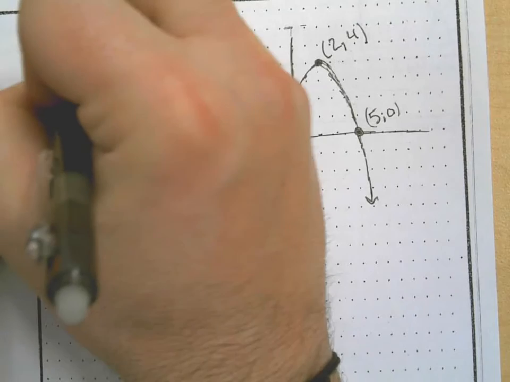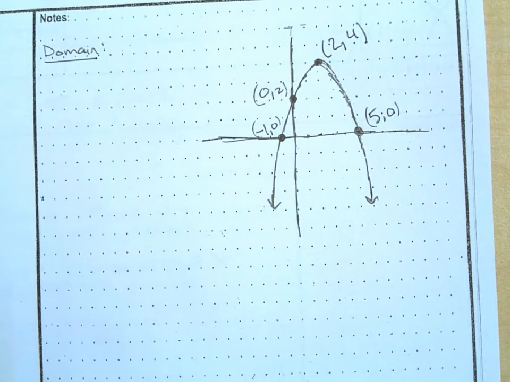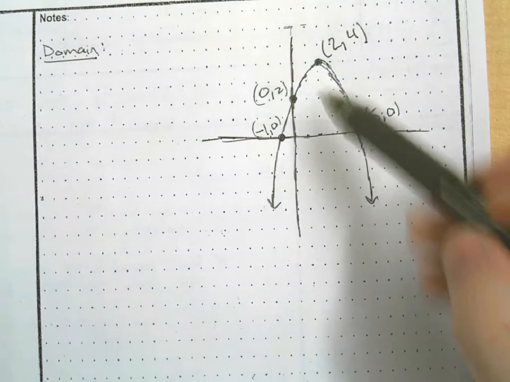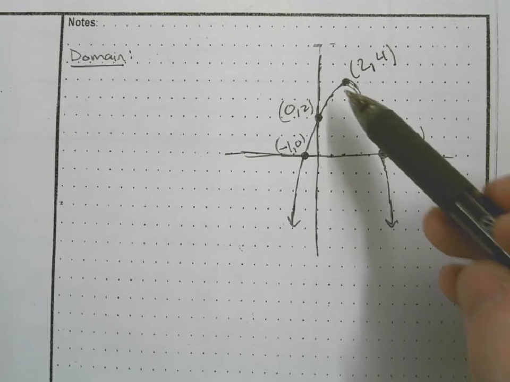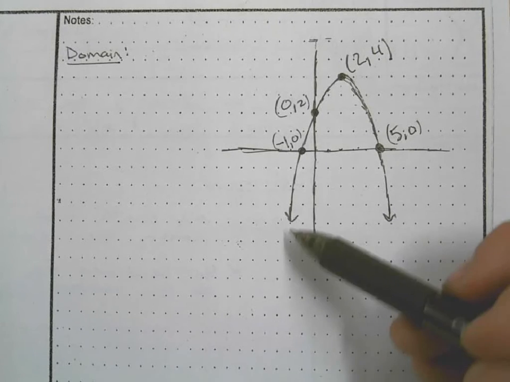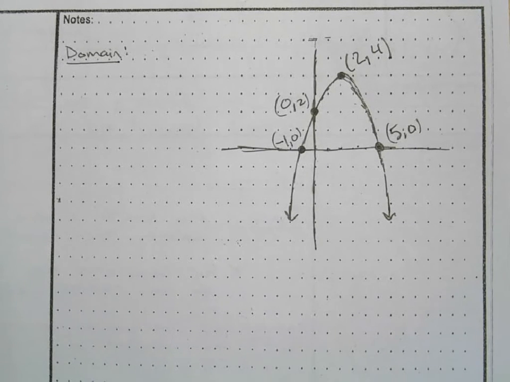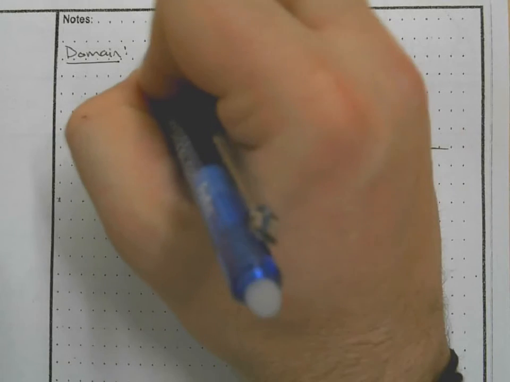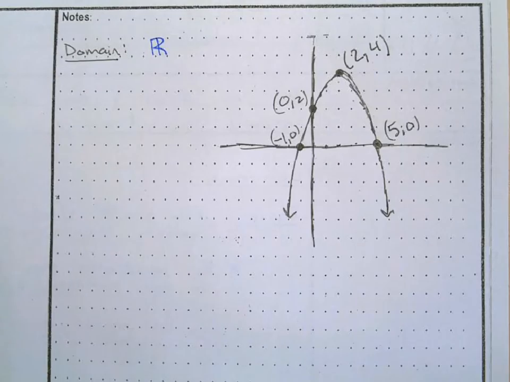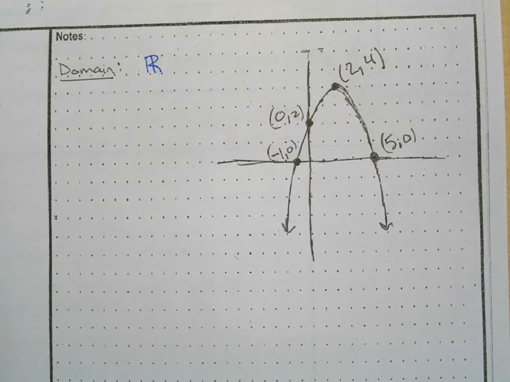So the domain is all the possible x values. If I think of this graph as going on forever and ever, even though it looks like it's going down, it's still flaring out just enough that all x values are possible. So that is why, specifically for quadratics, the domain is always all real numbers.